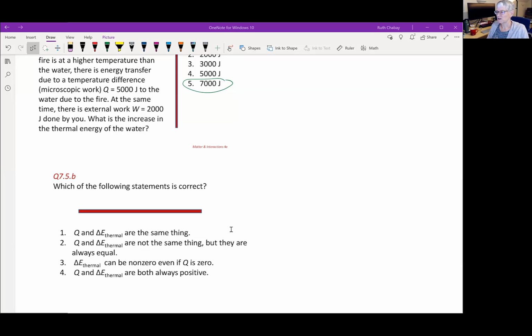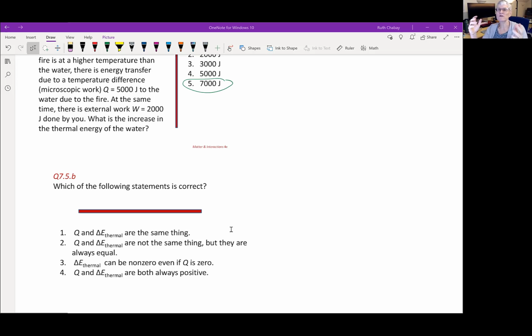Emily asked a good question. She says, wouldn't the stirring give the water rotational energy? Initially, you're absolutely right, it would. The water would be swirling. But then what happens when you stop stirring? The swirling dies down. Where did that energy go? Well, it goes into the random thermal energy inside the system.